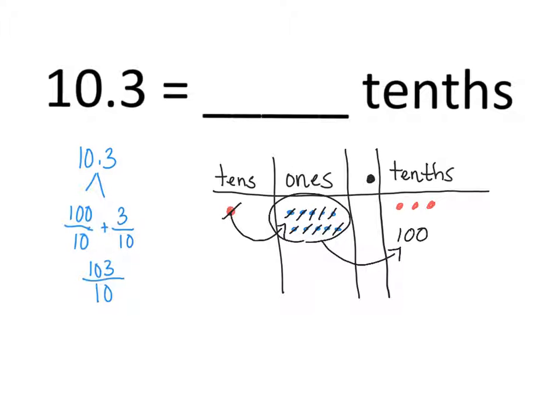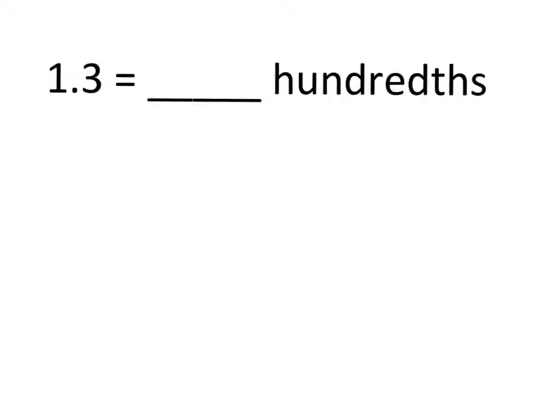So now how many do we have? Well, we have 100 and we have 3. So 103 tenths, which is the same as what we got over here. So two different ways of decomposing this are by using the place value chart or just simply decomposing it and breaking it apart.